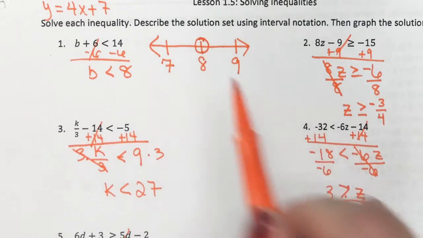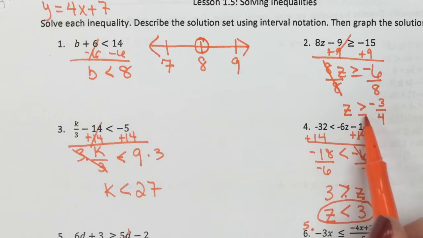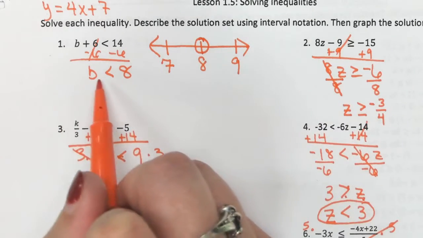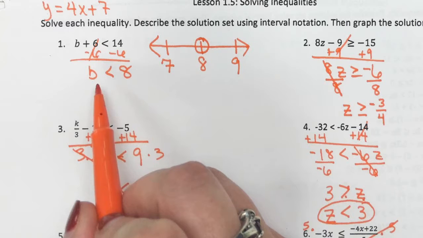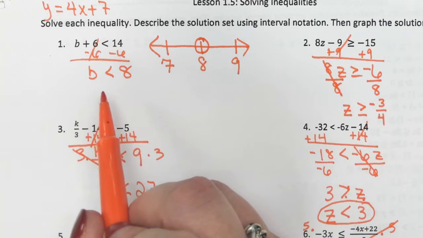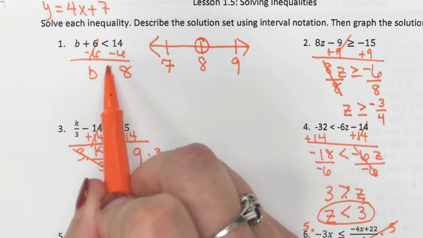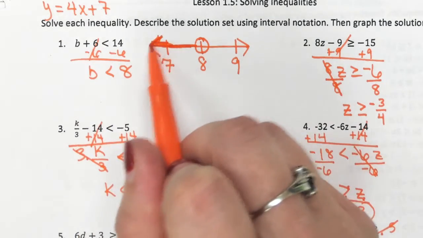Look at number 2. We're not done yet, but look at number 2. Do you see this solid bar? Yes. Solid bars get solid dots. This does not have a solid bar, so no solid dot. As long as your letter is on the left, you look where this is pointing. This is less than. It's pointing to the left. So you shade this way.